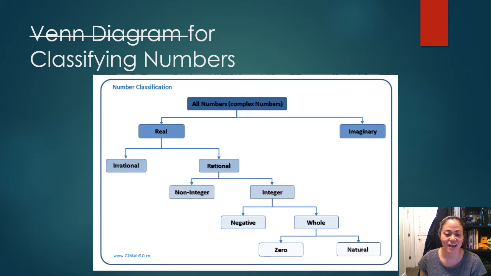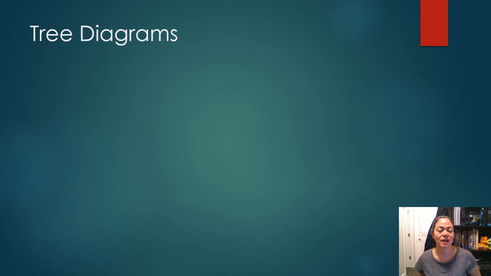You can see that real numbers versus imaginary numbers are separate. And then the irrational versus the rational numbers are separate. And then within those rational numbers, you have all these different categories. So this type of diagram we actually call a tree diagram.